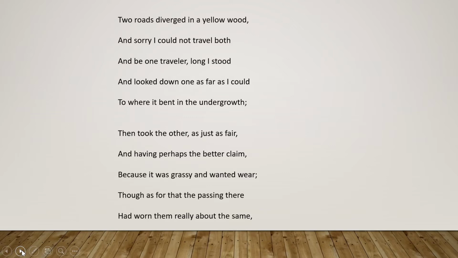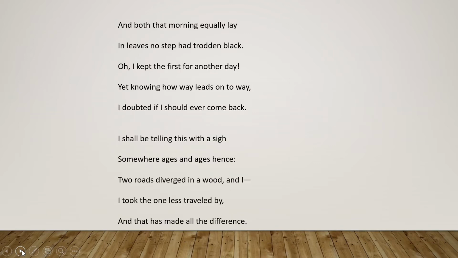Two roads diverged in a yellow wood, and sorry I could not travel both, and be one traveler, long I stood, and looked down one as far as I could to where it bent in the undergrowth. Then took the other, as just as fair, and having perhaps the better claim, because it was grassy and wanted wear, though as for the passing there had worn them really about the same. And both that morning equally lay in leaves no step had trodden black.